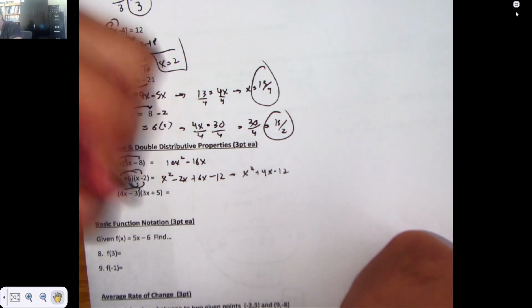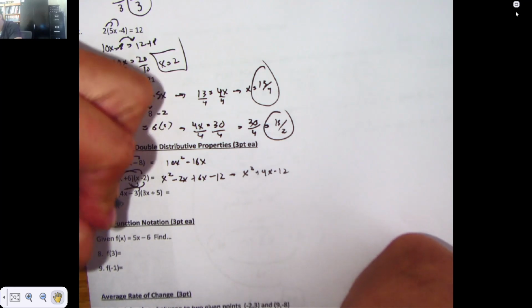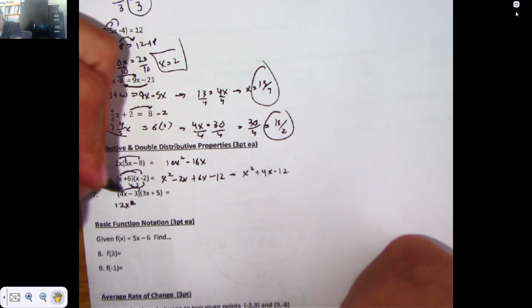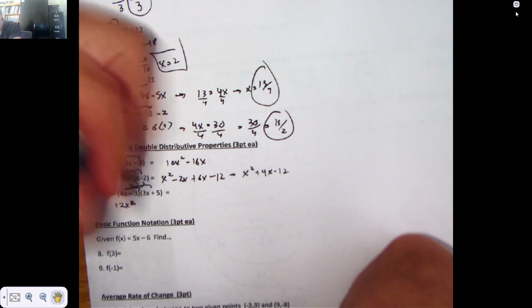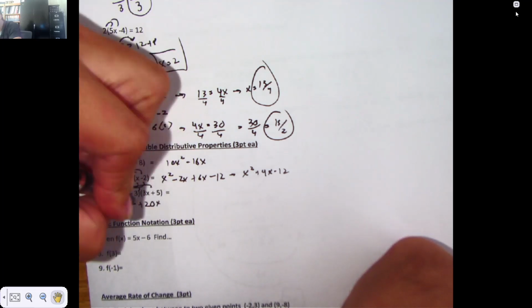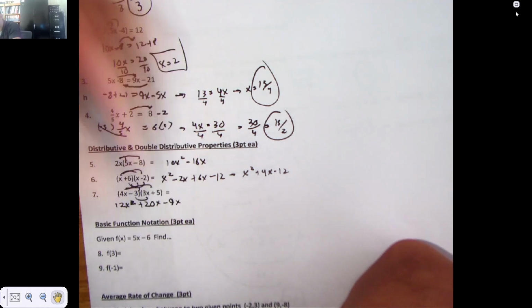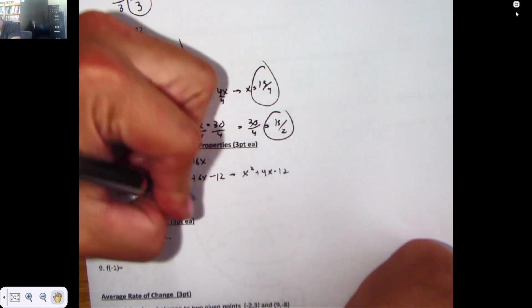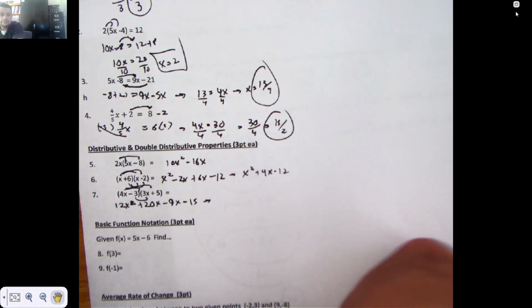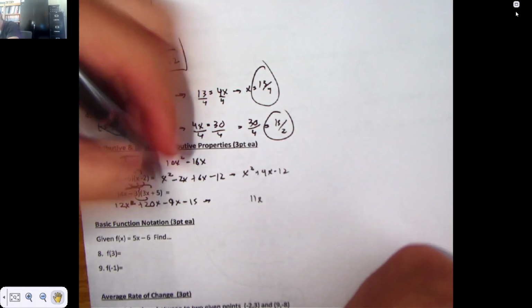7, same deal as 6, just bigger numbers. 4 times 3 is 12, so 12x to the second, because x times x is x to the second. 4x times 5 is a plus 20x. -3 times 3x is minus 9x. And -3 times 5 is minus 15. And then we clean everything up. 20x minus 9x is 11x. And these two pieces will stay the same.